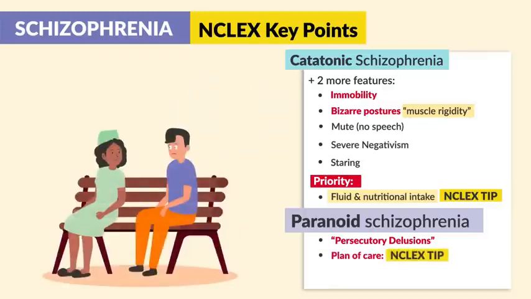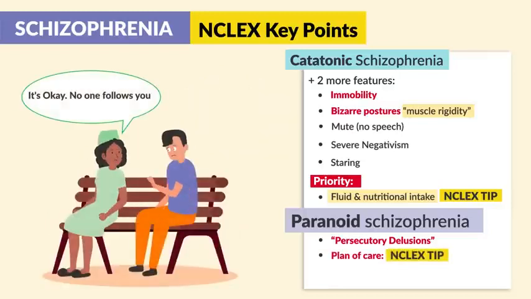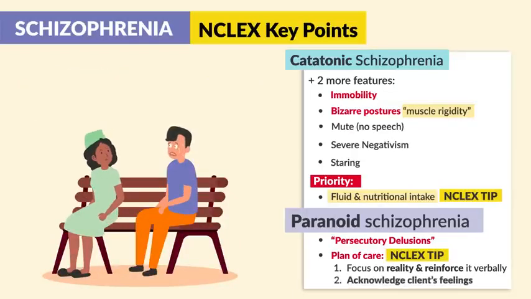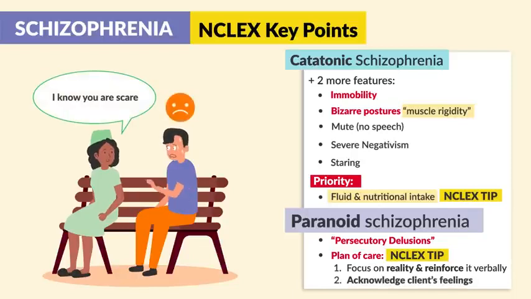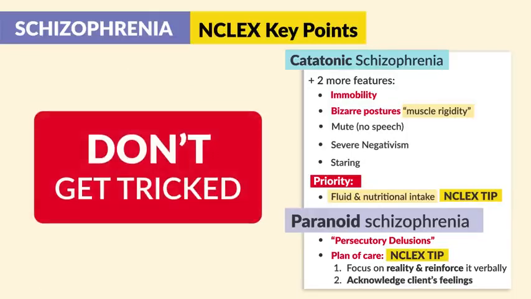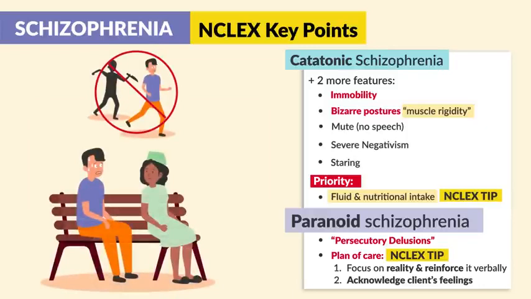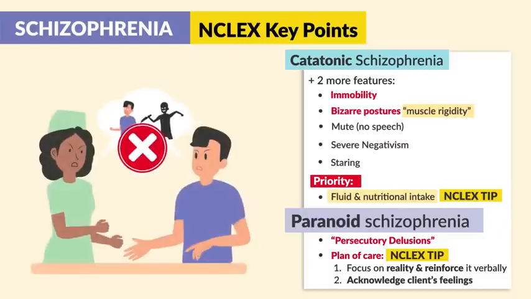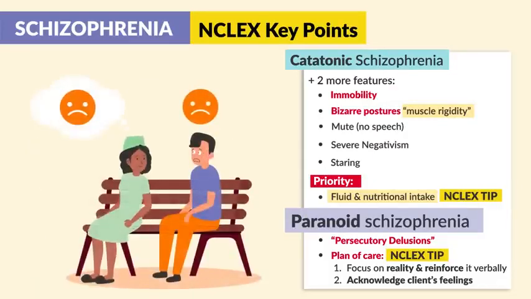So the plan of care, huge NCLEX tips. I would write these down. Number 1, focus on reality and reinforce it verbally. And number 2, acknowledge the client's feelings. So don't get tricked. Do not focus on the delusions. Focus on reality. And do not discredit the delusion, or even argue about it or attempt to explore the meaning of the delusion. Again, focus on reality and the client's feelings.